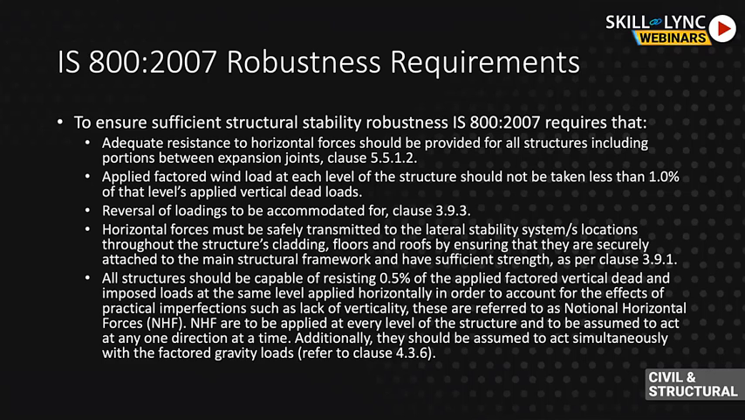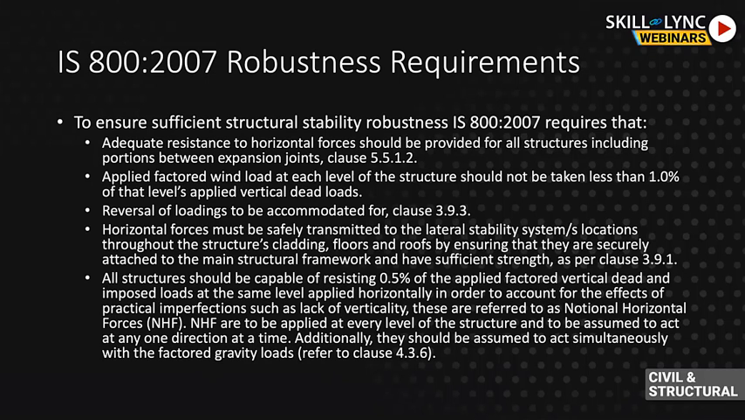Applied factored wind load at each level of the structure should not be taken less than 1% of that level's applied vertical dead loads. Reversal of loadings to be accommodated. So basically that means you need to consider horizontal forces from all directions. So if you're looking at wind or seismic, you need to consider all possible directions, not just one specific direction.